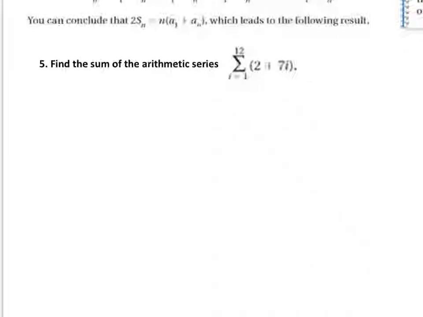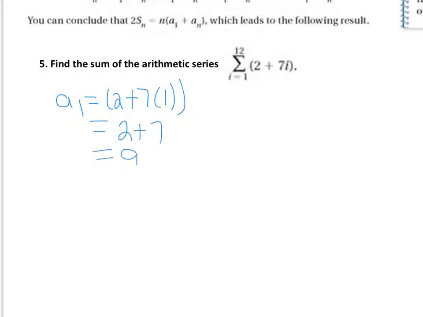So here it says find the sum of the arithmetic series, and it wants from 1 to 12. So first thing we need to do is find that first term. So we get 9. Then we need to find the last term, because it wants the sum of the first 12 terms, so you have 12 times the first term, which is 9, plus a sub 12, divided by 2. Okay?